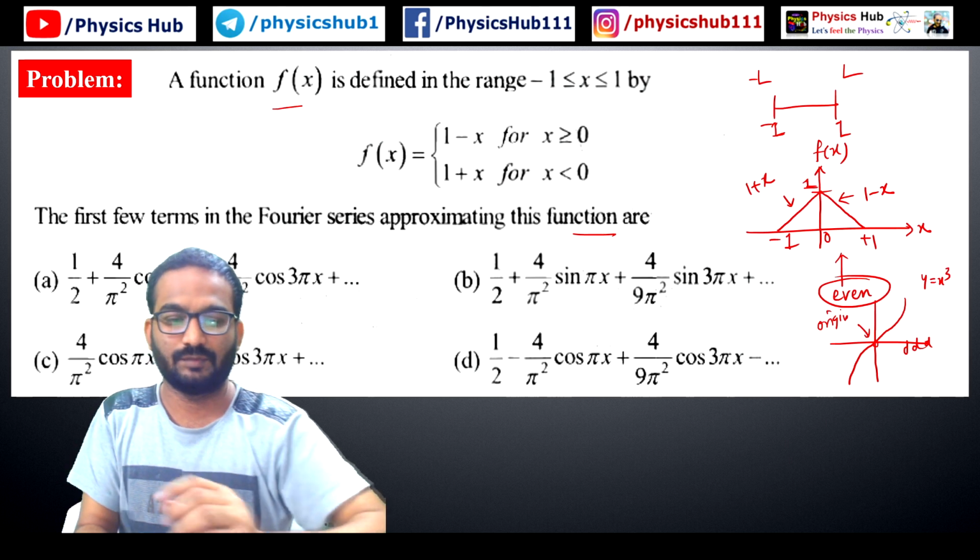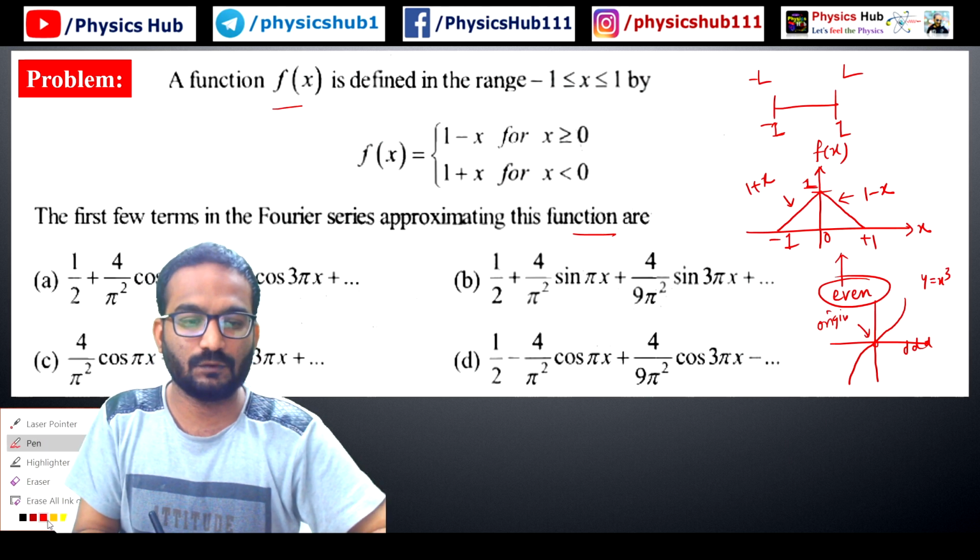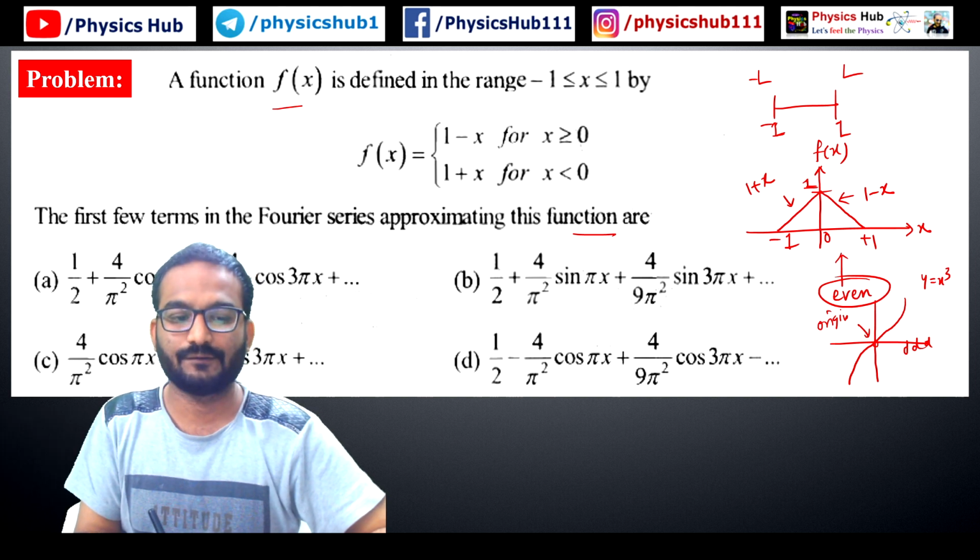Now let's look at the problem. What is there in the problem? As you have concluded that the function is an even function, for an even function, what do you know? For an even function, you know the coefficient Bn will be 0. Bn will be 0 for an even function.